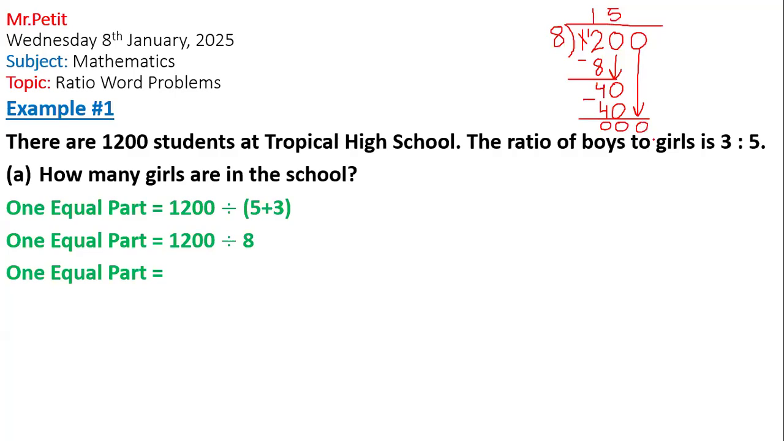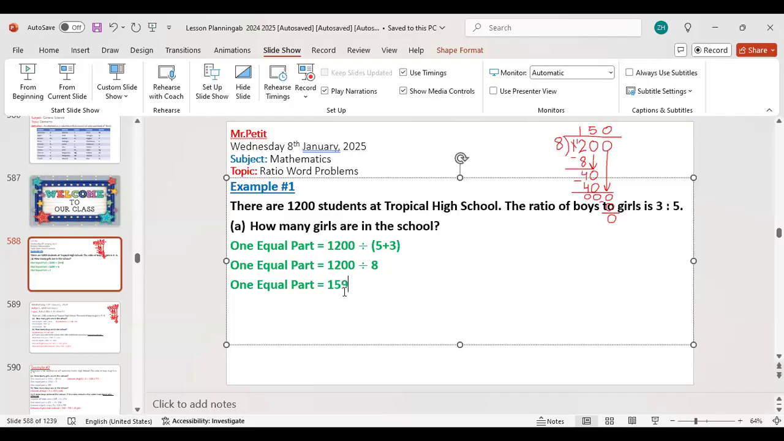So we say, how many times does 8 go into 0? 0 times. So it's going to be minus 0, which is 0. So the answer here is going to be 150. So that means that 1 equal part is going to be 150 humans.